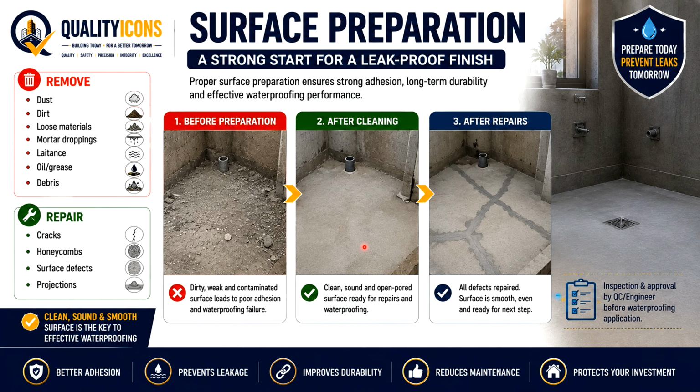The QC engineer should inspect and approve the prepared surface before allowing the waterproofing contractor to proceed. So remove dust, dirt, loose particles, mortar droppings, laitance, oil, grease, and debris. If any cracks, honeycomb, surface defects, or projections are found, repair them. After cleaning and repairing, inspection and approval by the QA/QC engineer before waterproofing application is mandatory.